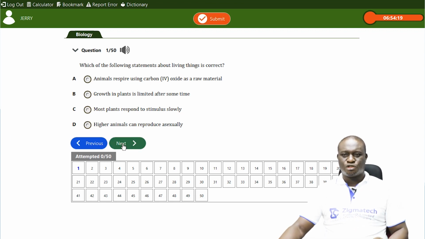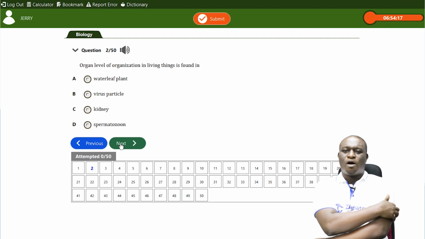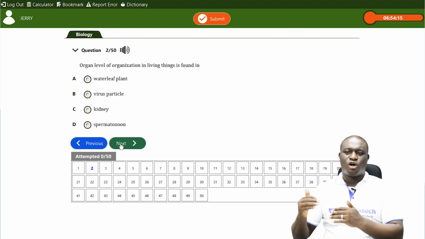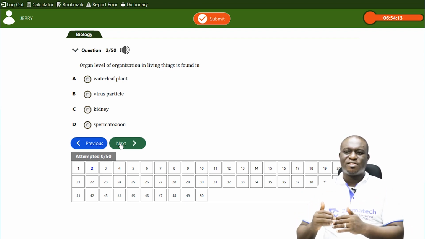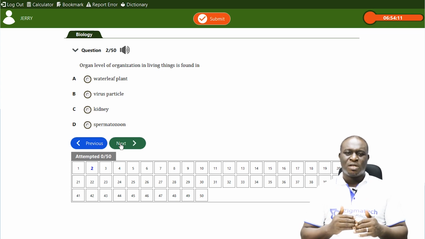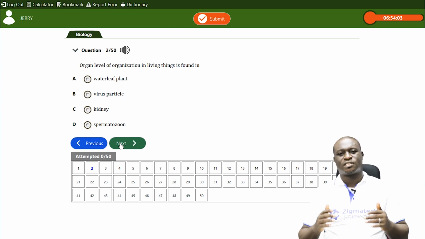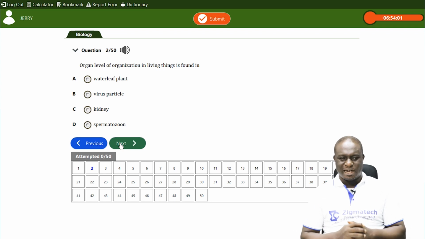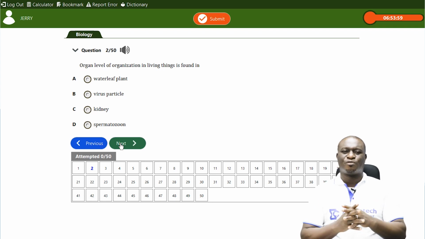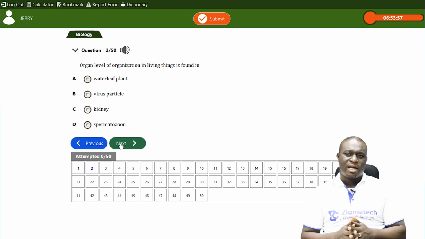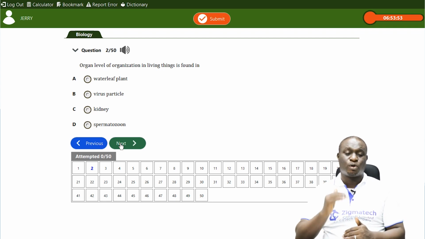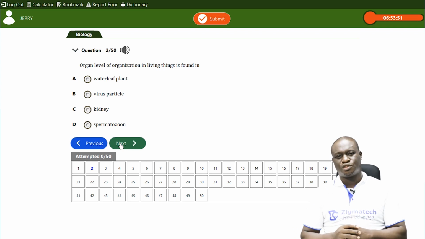Now moving to question 2. Organ level of organization in living things is found in. You need to understand what the organizations of life are, because this question talks about the levels of organization of life. We have about 4 important levels of organization of life.